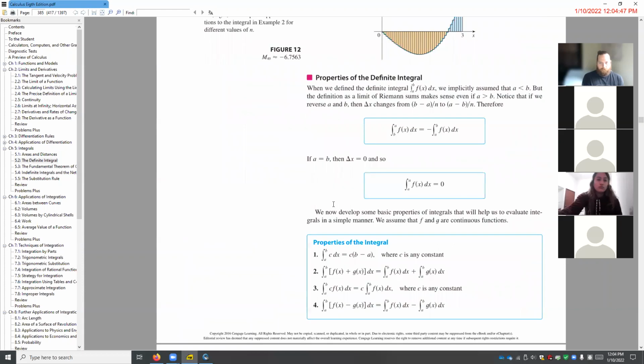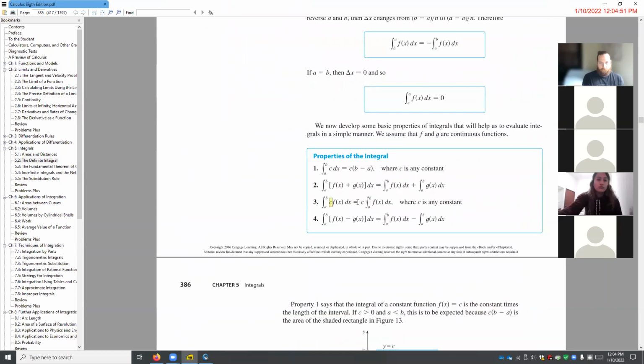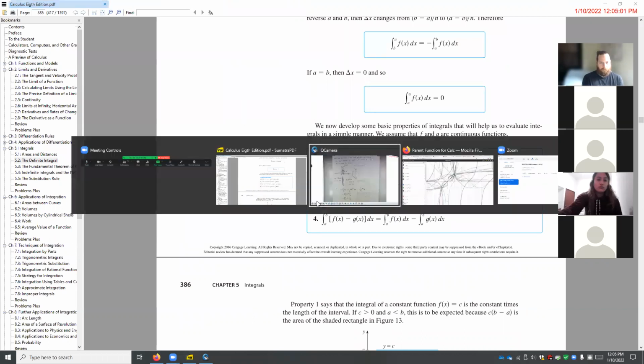One of the properties of the definite integral is that constants pop out. The integral from a to b of a constant times some function is the same as the constant times the integral from a to b of that function. So constants pop out of integrals. That's the simplest way to say it.